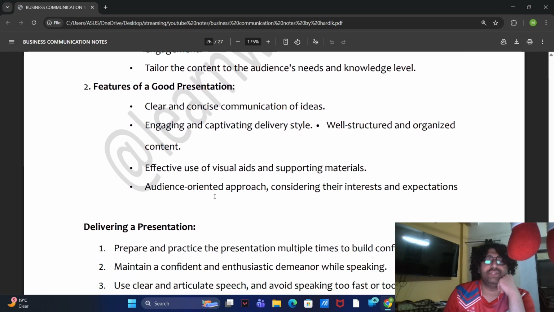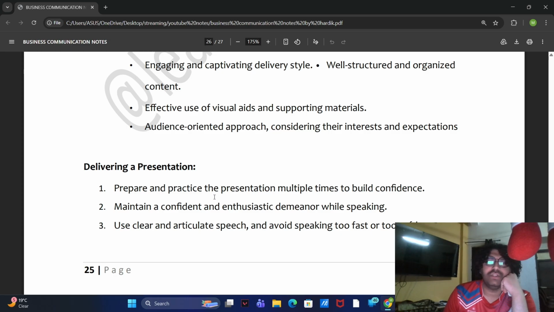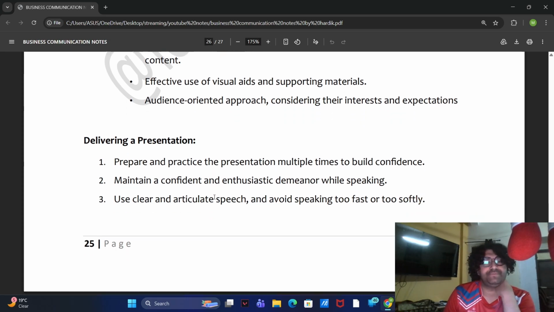Features of a good presentation: clear and concise communication of ideas, engaging and captivating delivery style, well-structured and organized content, effective use of visual aids and supporting material, and an audience-oriented approach, considering their interests and expectations.